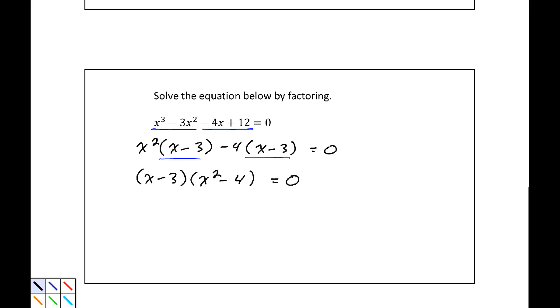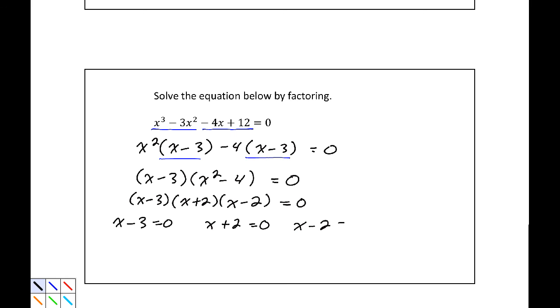The product of those equals 0. The second factor there can also factor. This would be x plus 2 times x minus 2. Now let's set each of these equal to 0. X plus 2 equals 0, x minus 2 equals 0.